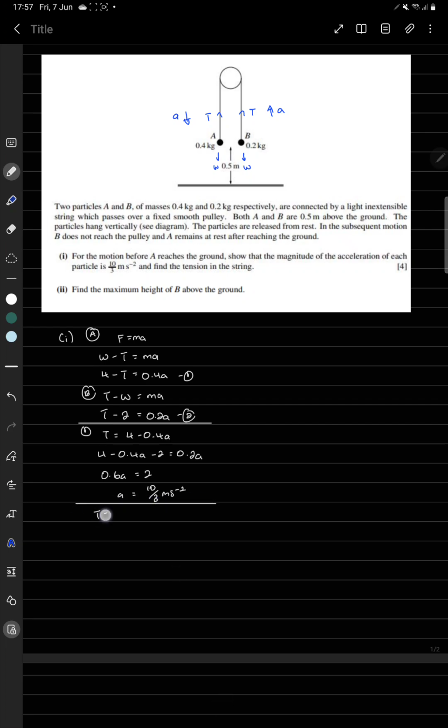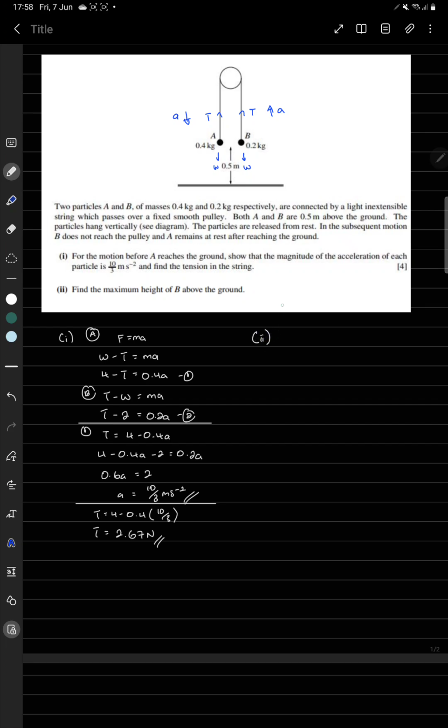Next part, we want to find the tension. So tension equals 4 minus 0.4 times the bracket of 10 over 3, and then tension equals 2.67 Newtons. Okay, so these are the two things that you need to find. All right, great. So let's move on to part 2.